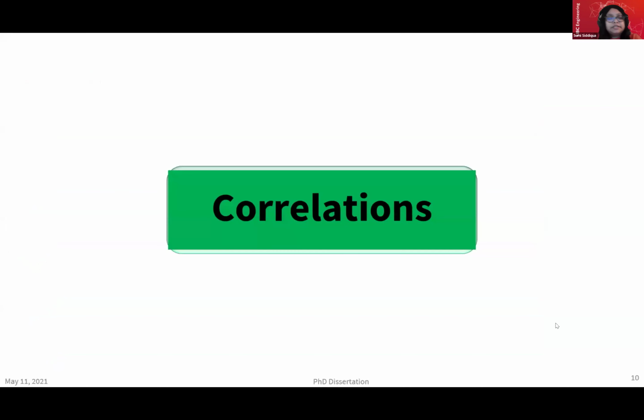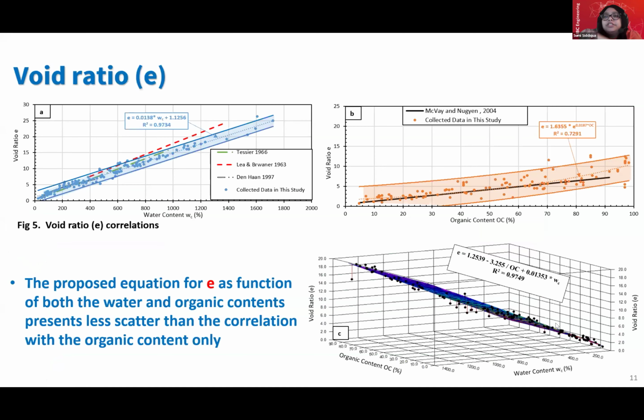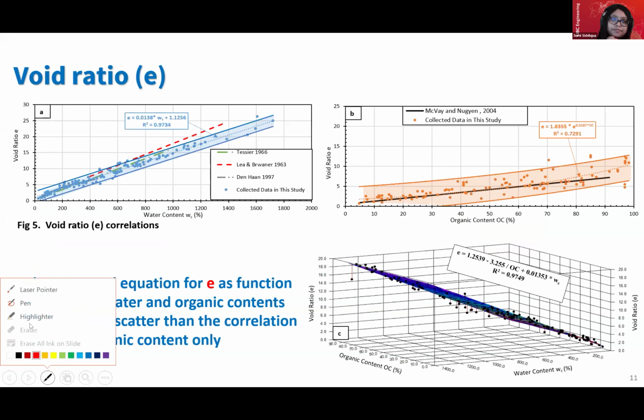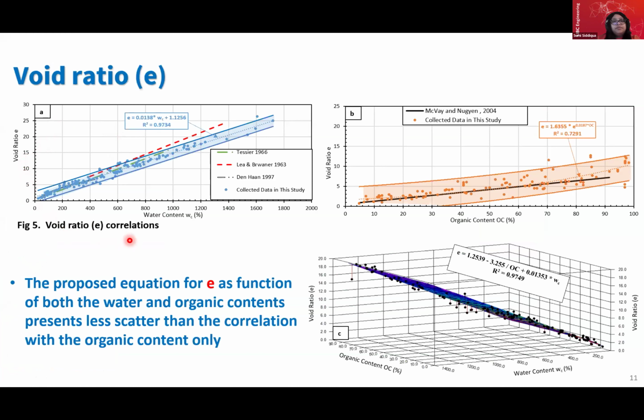The first item is the correlation. So looking at the correlations, as you can see, lots of data collected from the literature and our own data. And then we have developed a relationship of the void ratio with respect to the water content, and a relationship of the void ratio with respect to the organic content. And then we combine those two parameters through a 3D distribution of the data: organic content, water content, and the void ratio, and came up with a new relationship to calculate void ratio. From here, we saw that the proposed equation for void ratio as a function of the water and organic contents presents less scatter than the correlation with the organic content only. As you can see from this figure, this one is less scattered data than this one over here.